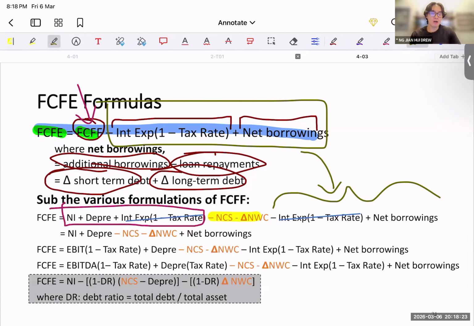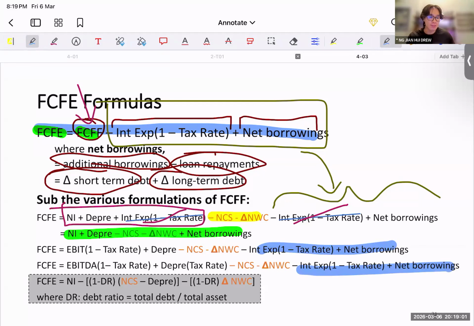What's interesting about our net income formulation is that we have the interest expense times 1 minus tax. So we can just cancel it out here: interest expense times 1 minus tax, we can just strike it off. And therefore, what we get is a simpler formulation of our FCFE. We can do this for the EBIT and EBITDA formulations as well. However, in both forms, you will notice that we cannot really simplify the components anymore, because there's no way to simplify. Okay?